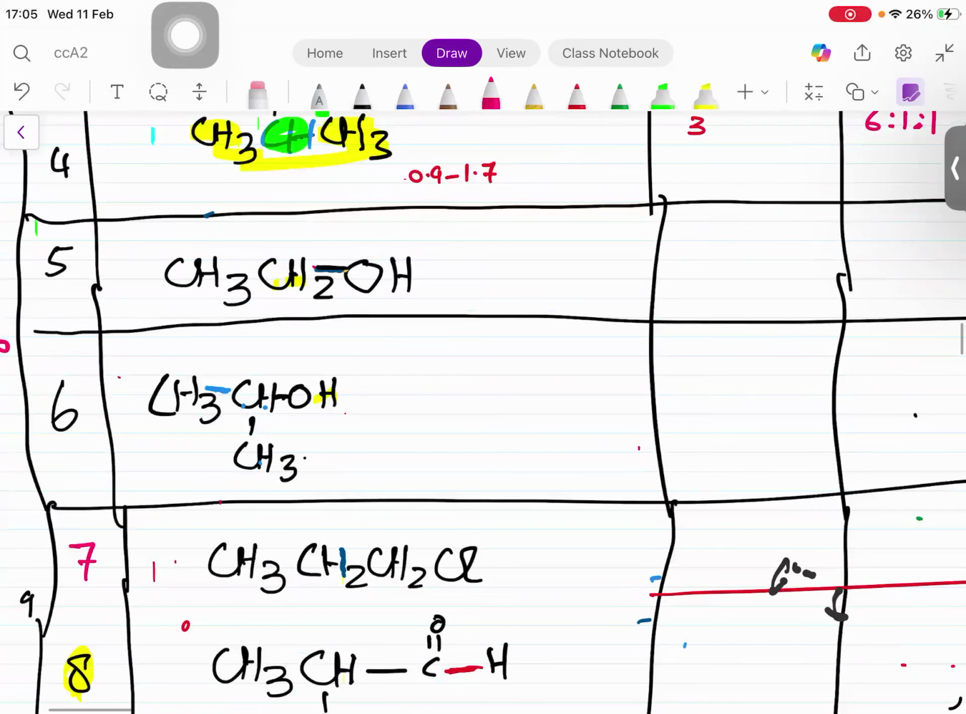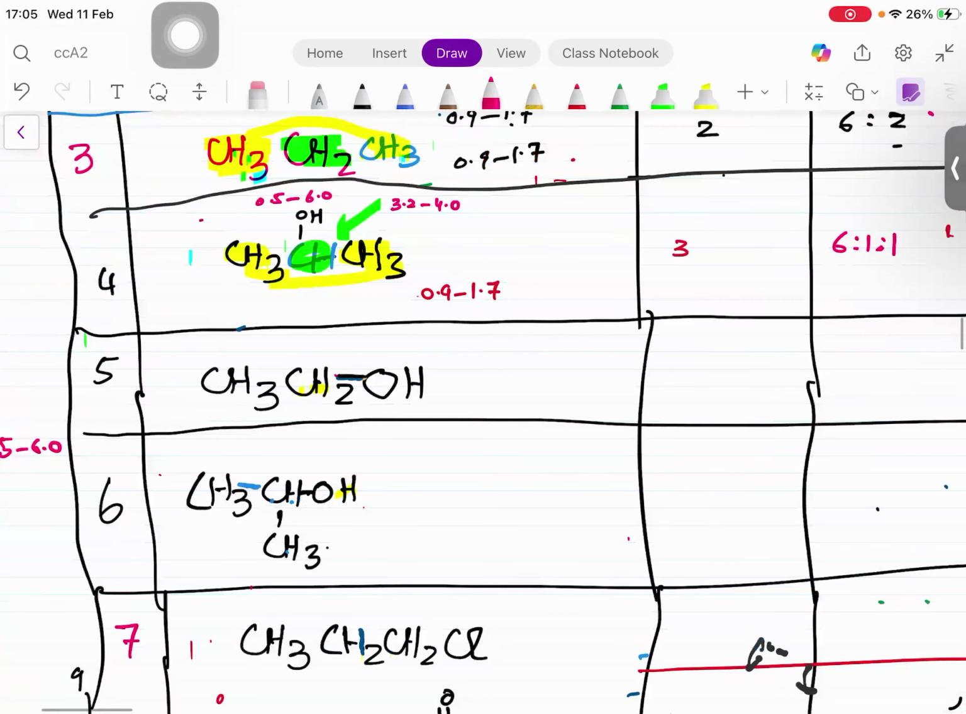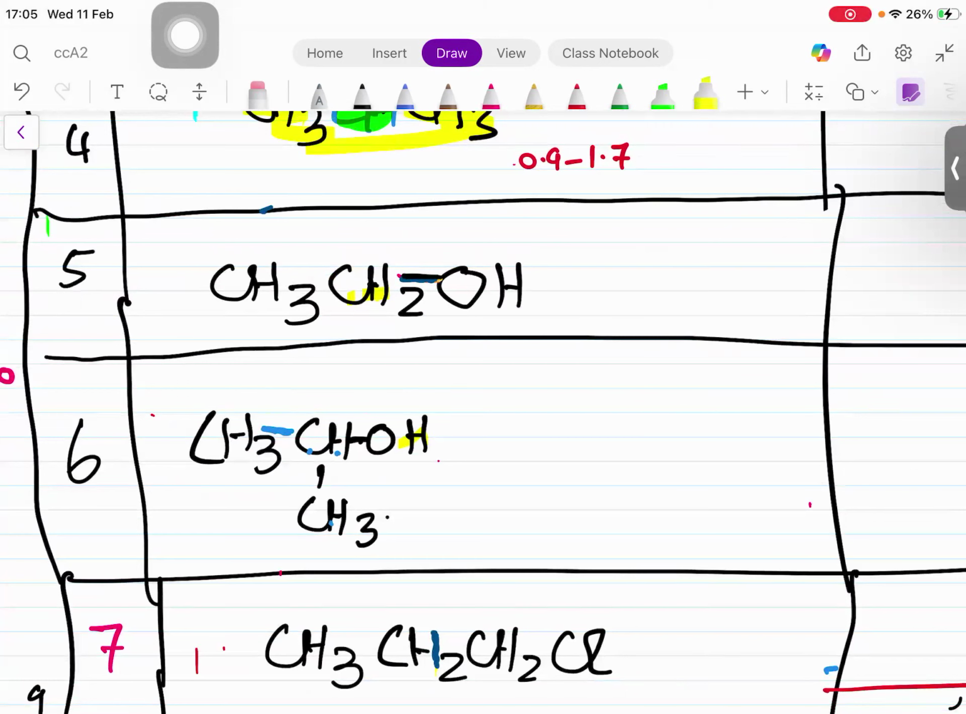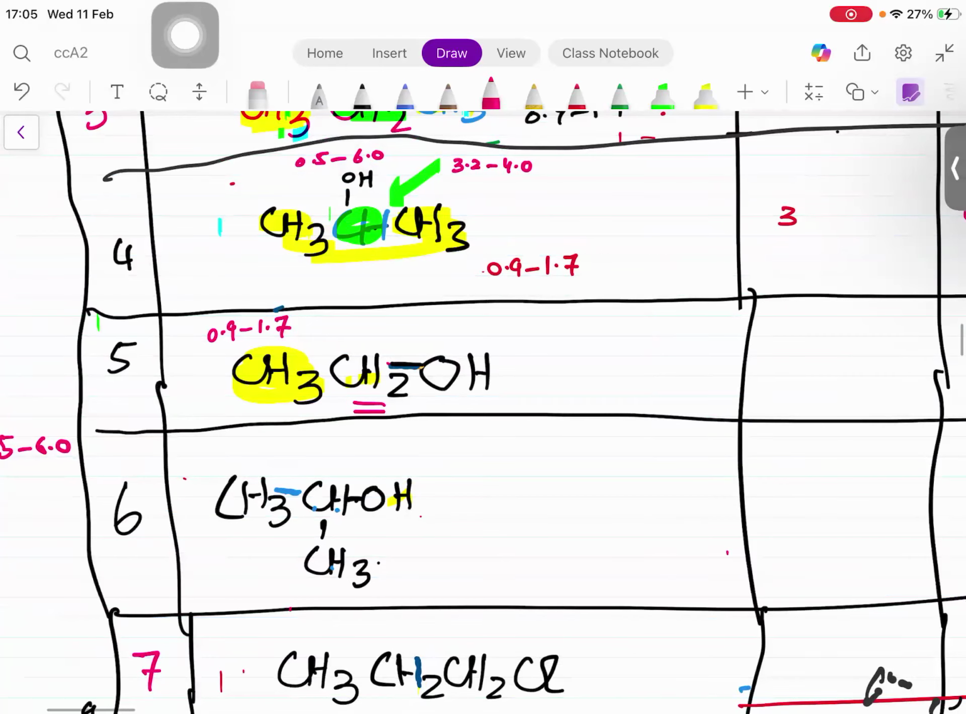Number 5. Thelma, are you struggling to find the chemical shift value? Okay, yes, go ahead. So there will be 3 peaks. What about the first one? Chemical shift value somewhere between 0.9 to 1.7. And what about this? It should be 3.2 to 4. And what about this? 0.5 to 6.